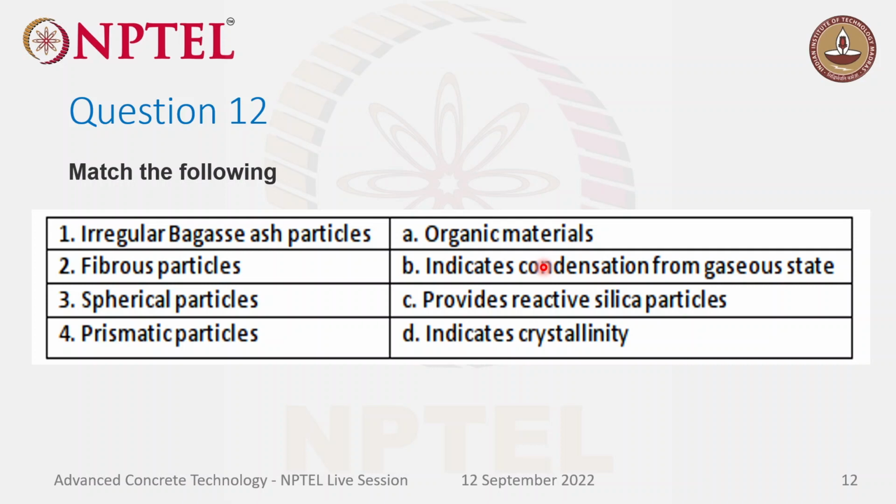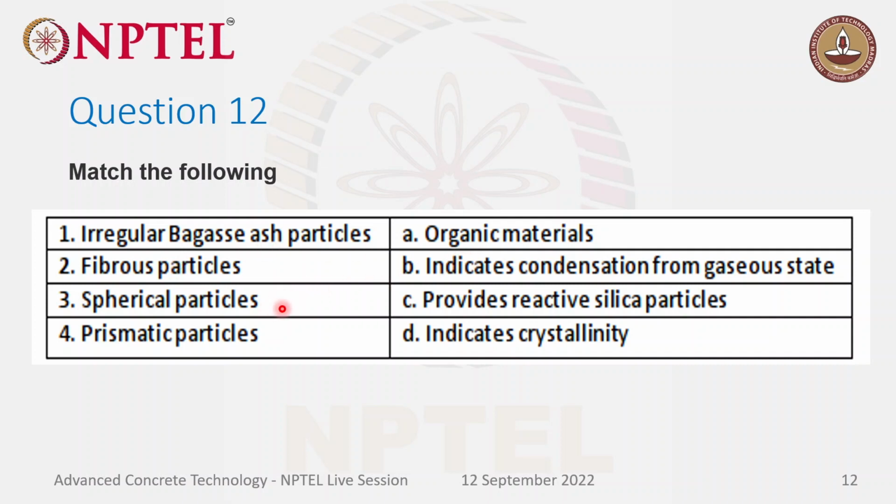So here you have to match the items in the left section with the things in the right side column. There are four different options: irregular bagasse ash particles, and if you remember the lecture slide, they sieved the bagasse ash received from the sugarcane plants. Once they sieved it, they got irregular bagasse ash particles and fibrous particles, two types of particles. So you have to match it with the things in the right side column.